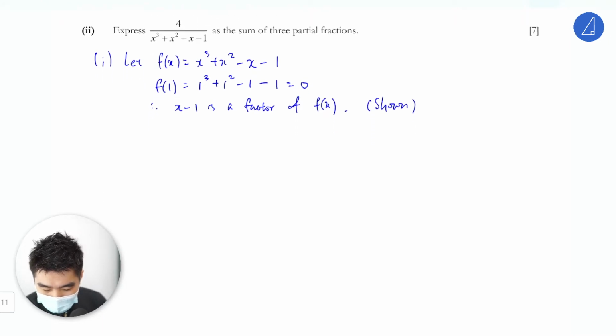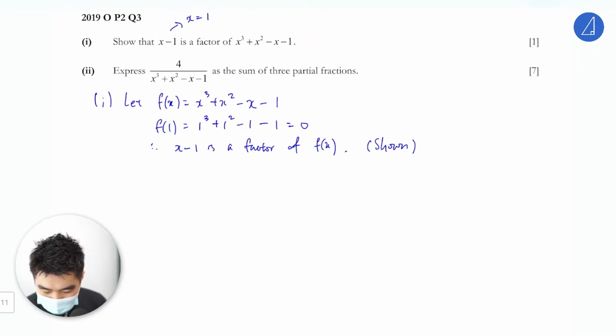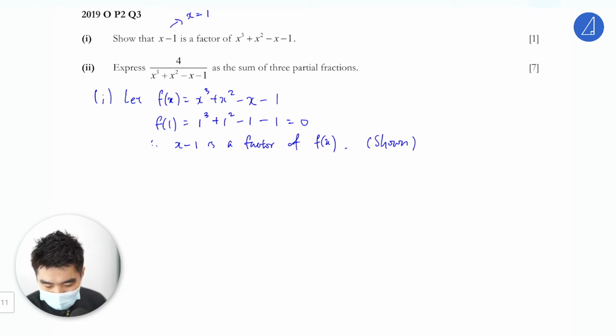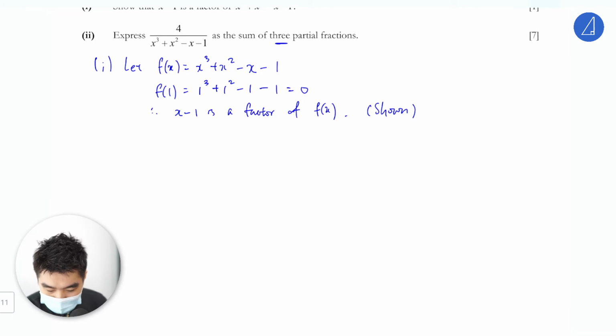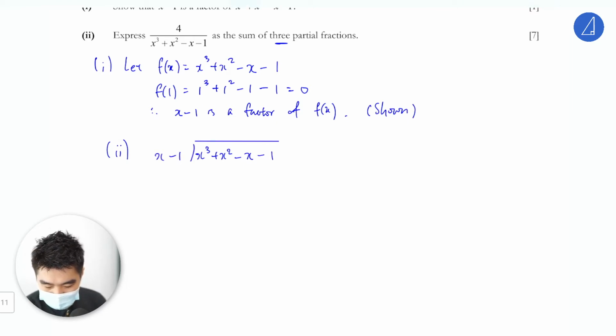Part 2, express this equation here as the sum of 3 partial fractions. So this is a hint that you actually have 3 different factors over here, right? So knowing that x minus 1 is a factor of this equation over here, you can actually do a long division. Divide this by x minus 1.